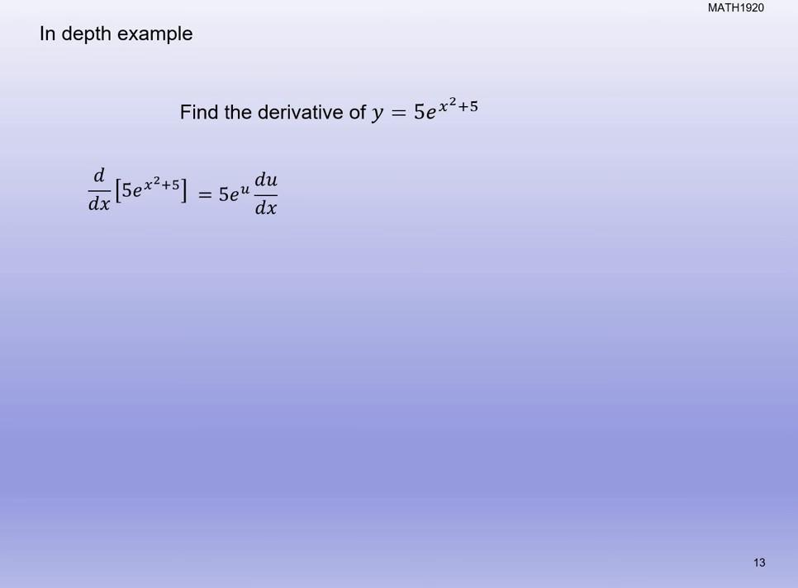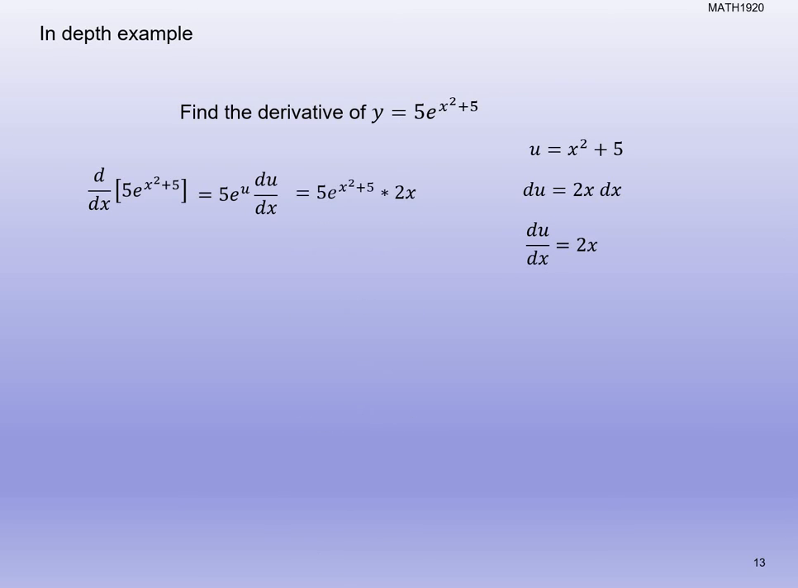So now we have to choose u. u is going to be x squared plus 5. Okay, so du is going to be 2x dx. And we have to rewrite du in the proper form of du over dx so that we can do our direct substitution, since we've already taken the derivative on the left over there. All right, when we do this, du over dx is 2x.